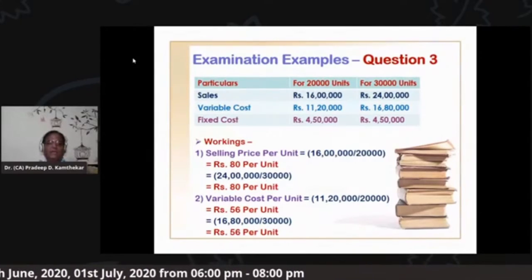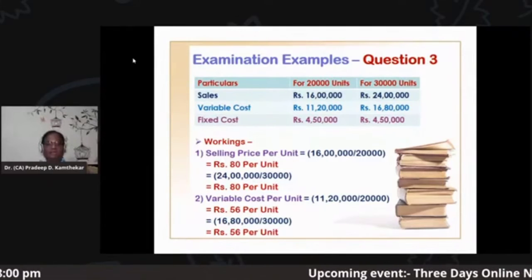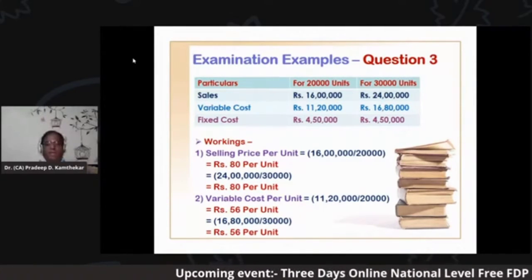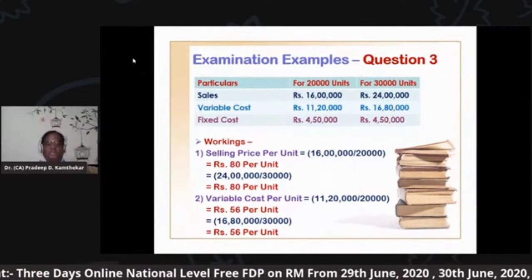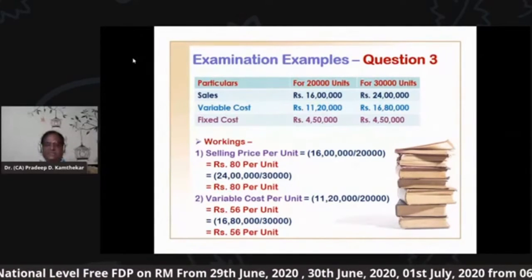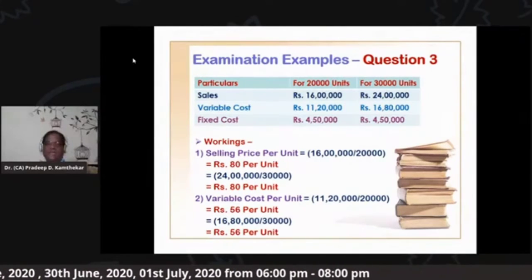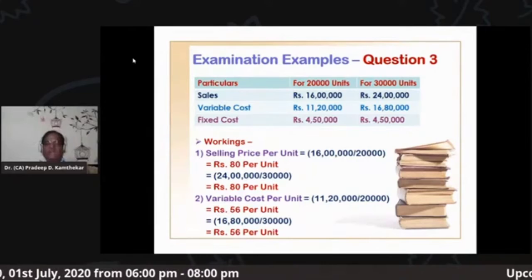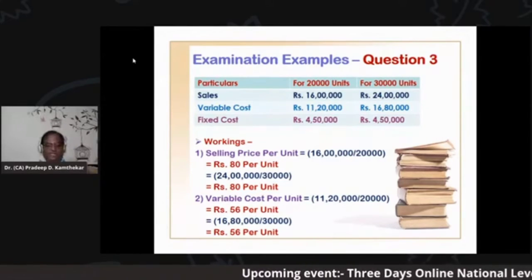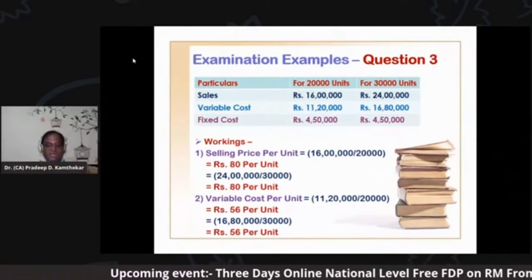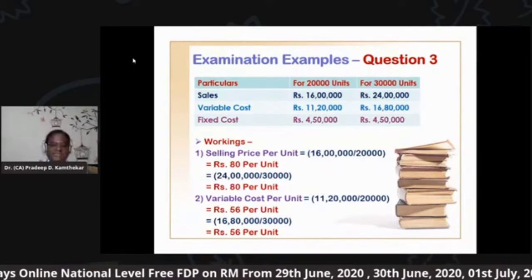Now let us calculate variable cost. For 20,000 units, variable cost is 11 lakh 20,000. So variable cost per unit will be 11 lakh 20,000 divided by 20,000, that is rupees 56 per unit. Let us calculate the same for the next column. For 30,000 units, variable cost is 16 lakh 80,000. So 16 lakh 80,000 divided by 30,000 units, it is again 56 per unit. So in short, selling price is rupees 80 per unit and variable cost is rupees 56 per unit.